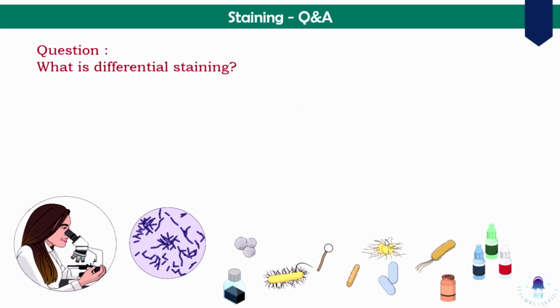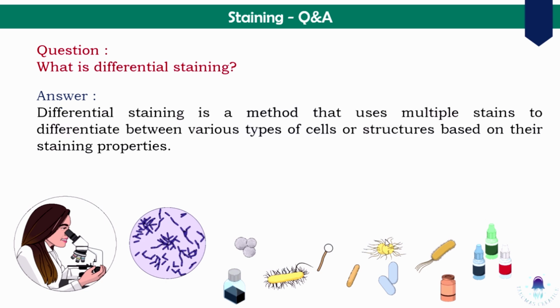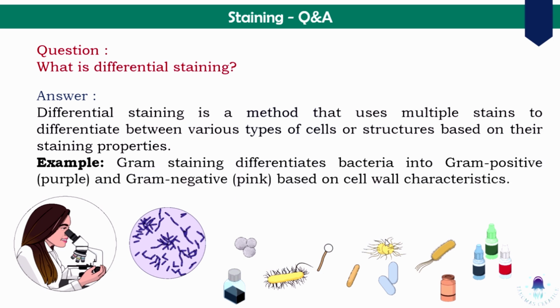Question: What is differential staining? Answer: Differential staining is a method that uses multiple stains to differentiate between various types of cells or structures based on their staining properties. Example: Gram staining differentiates bacteria into gram-positive, purple, and gram-negative, pink, based on cell wall characteristics.